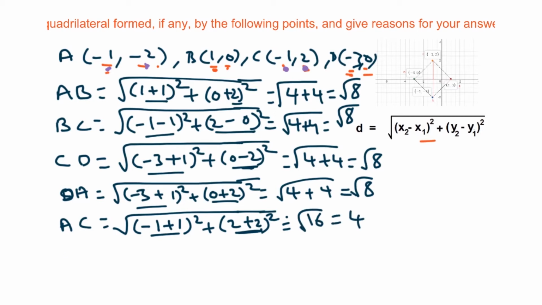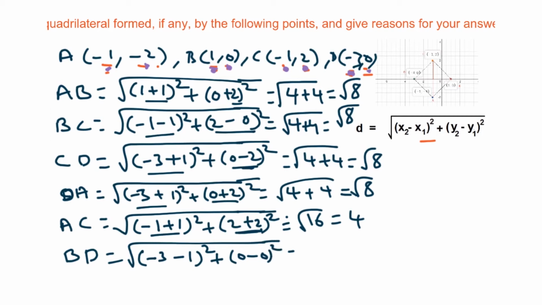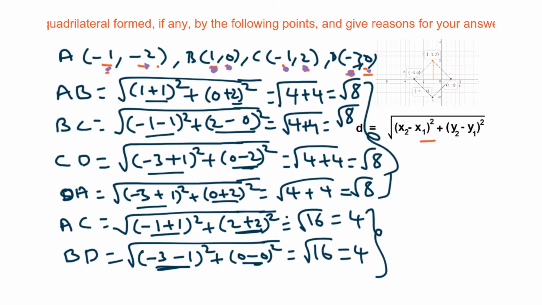Now we will find the second diagonal BD. So consider this as x1, y1 and this as x2, y2. So now substituting, we will get -3 minus 1 whole square plus 0 minus 0 whole square. So -3 minus 1 is -4, -4 square is 16 and this is 0. So square root of 16 is 4. Now 2 diagonals are equal and 4 sides are equal. So this is a square.